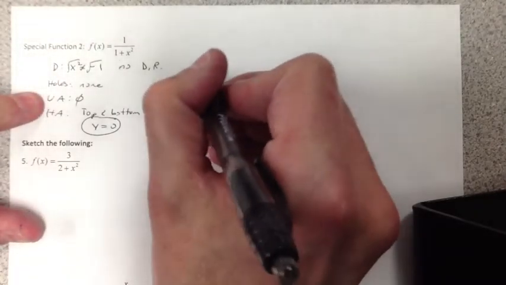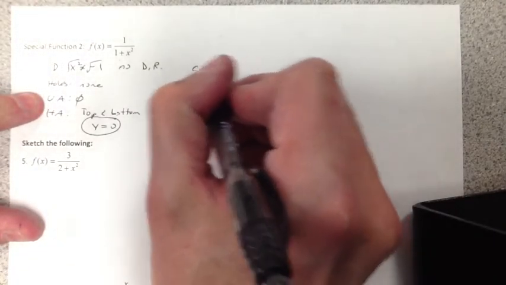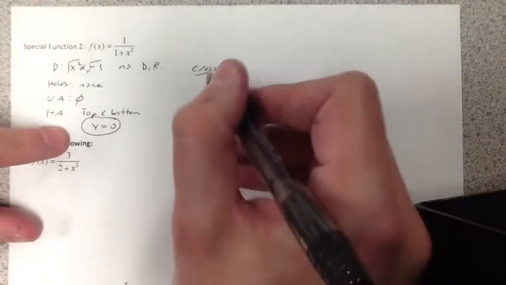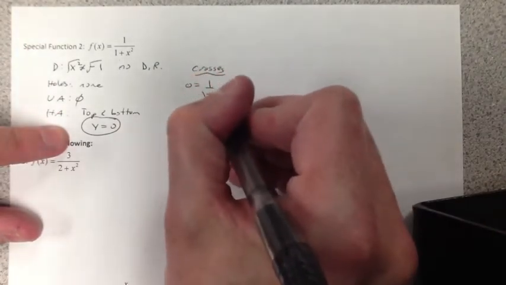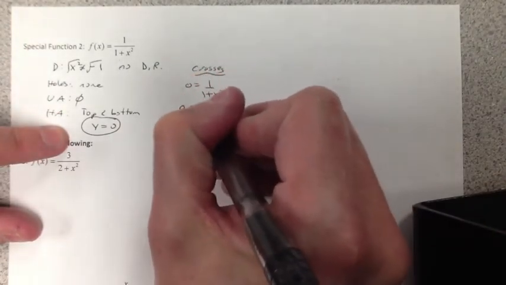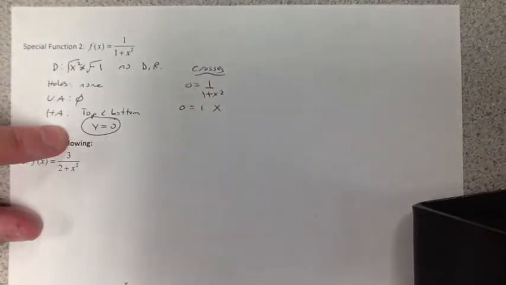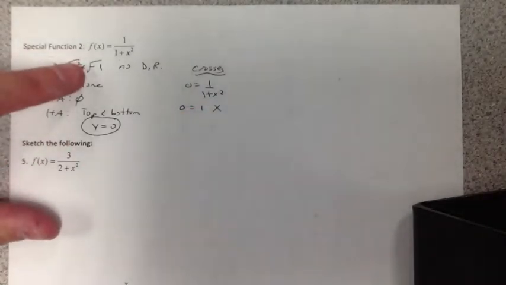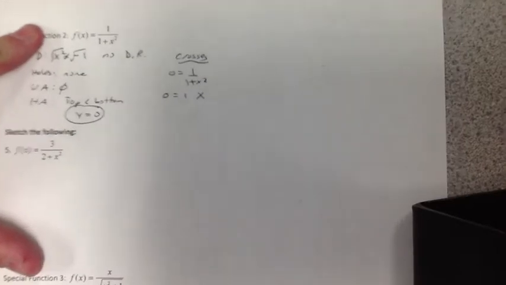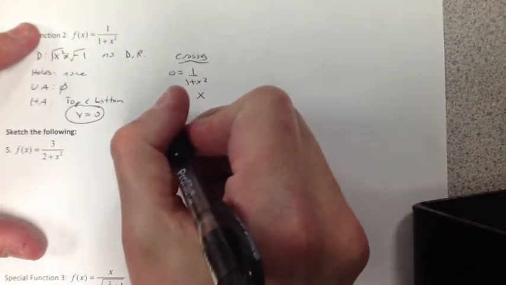I still want to find out if it crosses. So I go 0 equals 1 over 1 plus x squared, so 0 equals 1. Not true. There's no slant asymptote, so I get a point. What's the point? Okay, so I get 1 point.